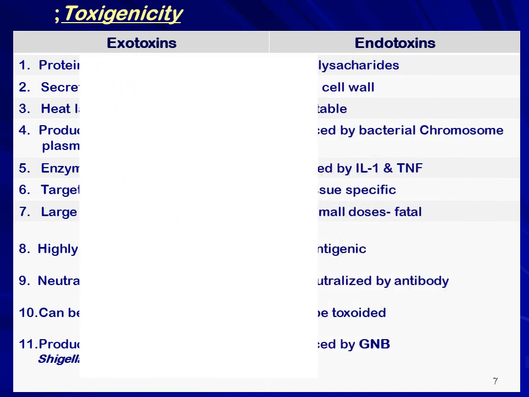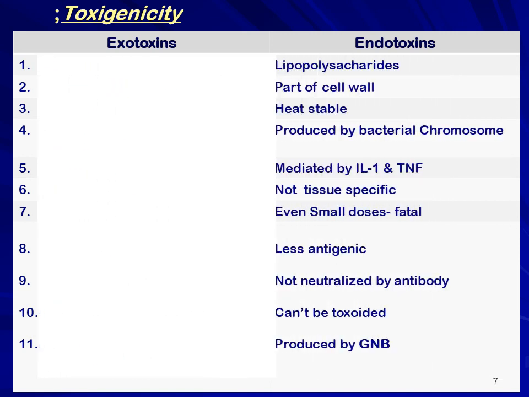Now we will see the endotoxins, which are lipopolysaccharides in nature, and they are not separately secreted by the bacteria. They are nothing but part of the cell wall, which are heat stable and produced by the bacterial chromosomes. And these endotoxins are mediated by interleukin 1 and tumor necrosis factor, and they act on each and every cell without any specificity. Even small doses are fatal in nature. They are less antigenic in nature and not neutralized by antibody, and they can't be toxoided, and they are mostly produced by gram negative bacteria.